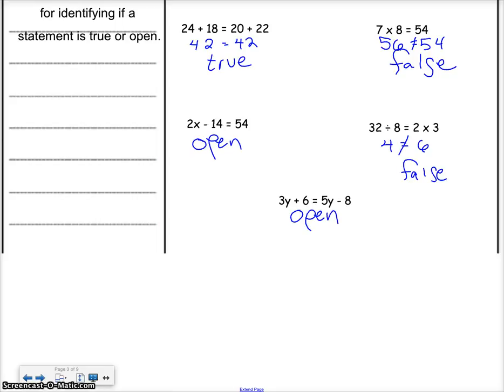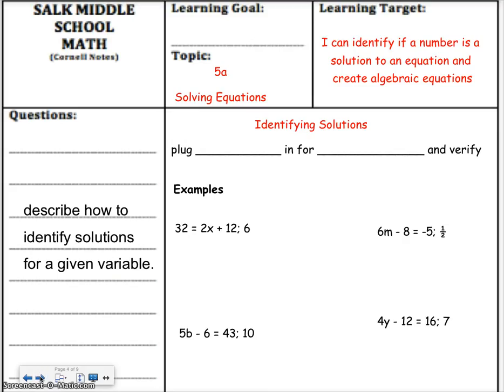So, do you think you can handle that? True, false, open? Sweet. That will be the first part of your homework. The next part has to deal with solutions. And you got to tell me if a number makes an open sentence true or false. So all you do is plug the number in for the variable and verify. I think those were questions 2 and 3 on your pretest. I forget. 3 and 4. I know right on that first page there were solution ones on there.